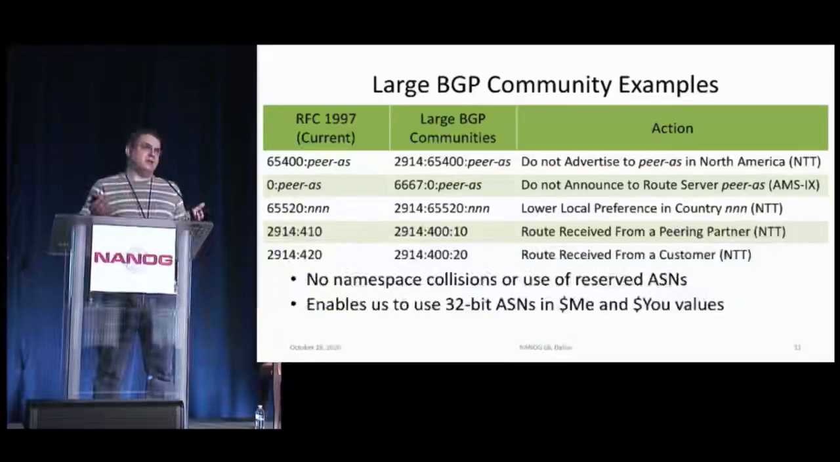If you have a 32-bit ASN, as I mentioned, you can't actually do that because you can't fit that value in the field. So you have to have some kludge to map or use an internal private ASN to signal that. If we use an AMS-IX example for do not announce something to a route server peer, you also can't do that today with 1997 communities. And then some of the examples you could actually do today, but they just become more clear if you add large communities because you have the you and the me and the action.